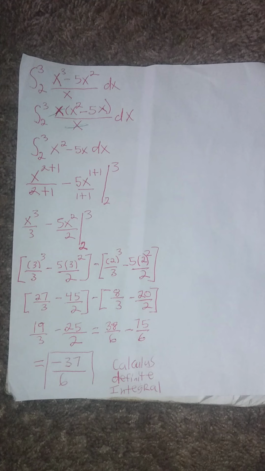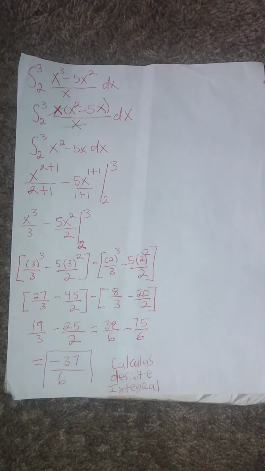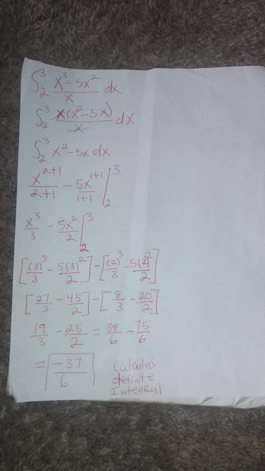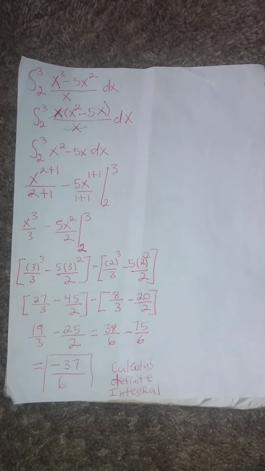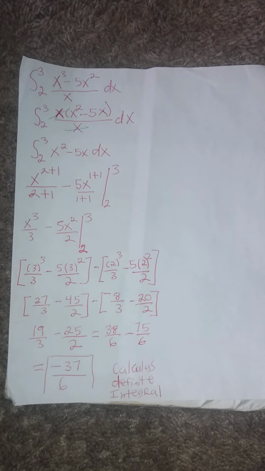Here we have an integral from 2 to 3 of x to the third power minus 5x squared, divided by x, dx. The dx means you are integrating over x, or for x.